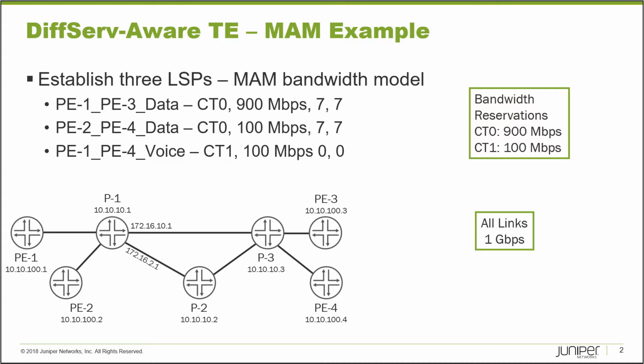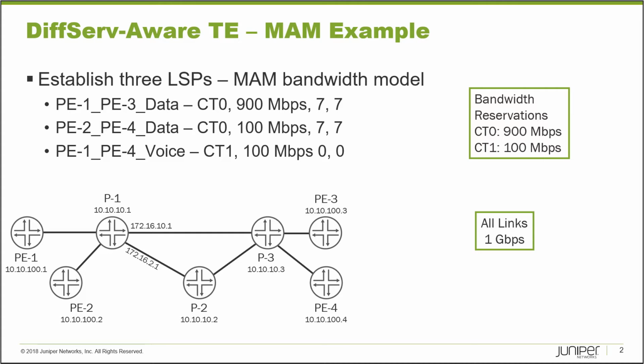Okay, so the first thing that you might notice here is that with the priorities, the data LSPs get a priority of 7 and 7, which is the least preferred priorities as far as setup and hold priorities. And then the voice LSP gets 0 and 0, which is the most preferred. So keep that in mind. That'll play a big role in what happens in our network.